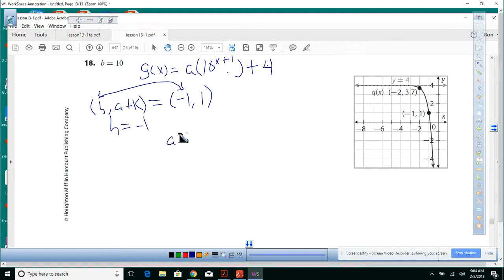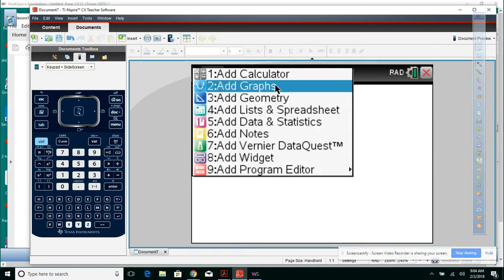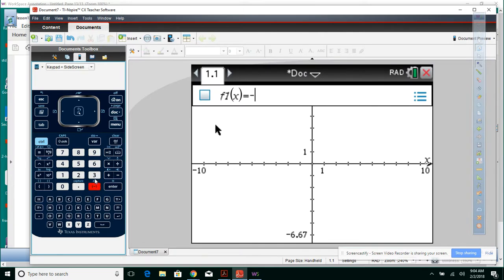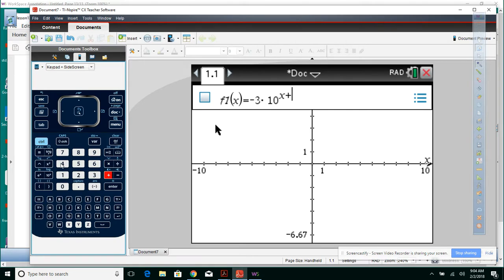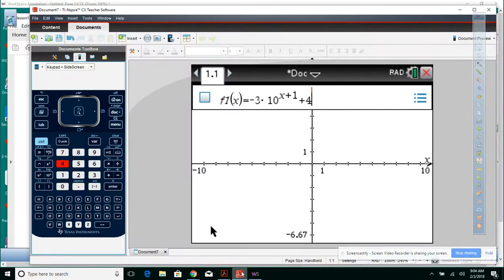+1. And we know that a plus k equals 1. Well, we know k equals 4. So if we subtract 4 from both sides, we got a equals -3. So let's try that. -3. All right, there we go. So let's graph that. On new document, no graphs. We got -3 times 10 caret x plus 1. It was plus 4. Is that right? Let's check that. -3, 10 to the x plus 1, plus 4.